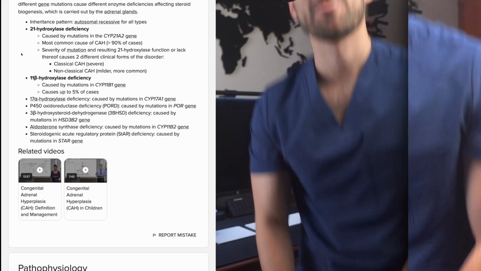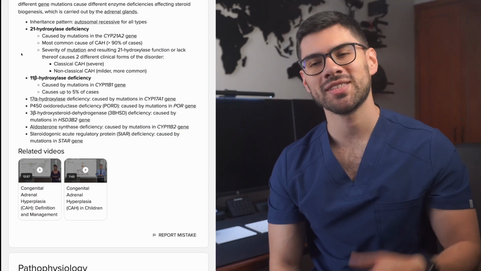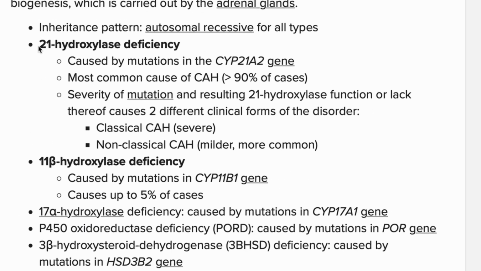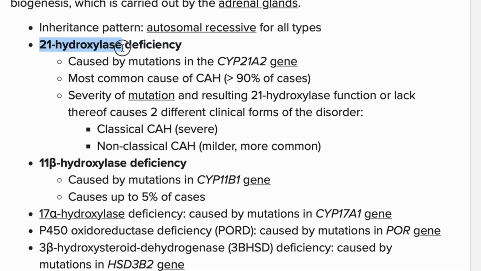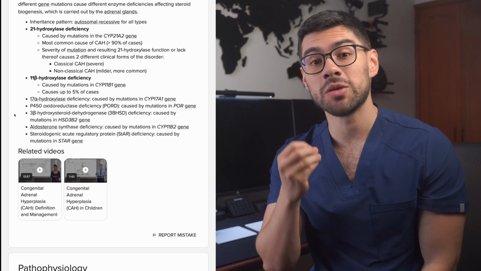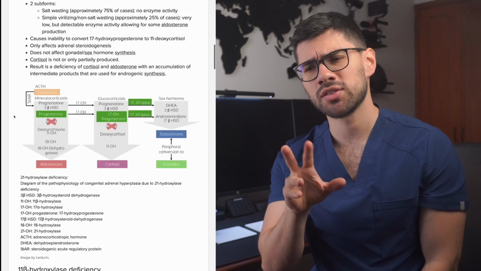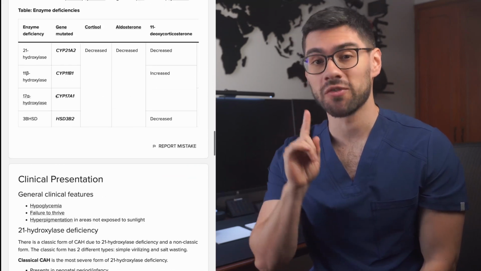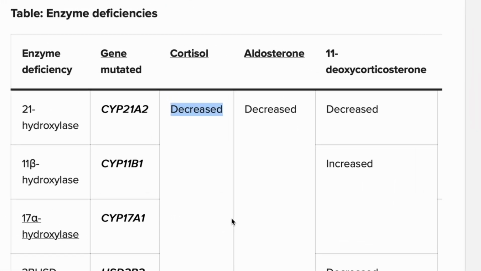not the case. Alright, so the first thing we need to understand is that there are three main genetic deficiencies that lead to adrenal hyperplasia. 21-hydroxylase, which is the most common, 11-beta-hydroxylase, and 17-alpha-hydroxylase. As we mentioned a moment ago, they present quite differently. We'll go into that in just a minute, but first we need to understand that they all share one common feature, which is low cortisol levels.